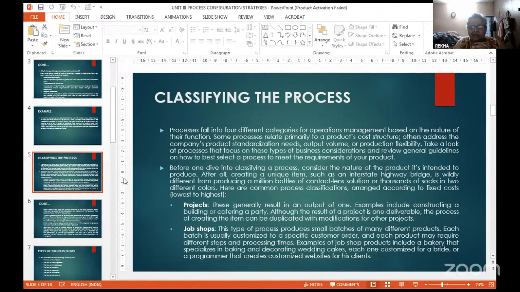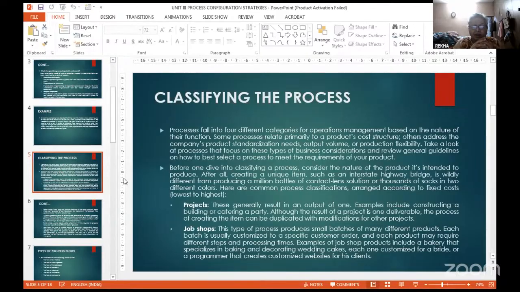Like I was telling you about cookies, it can be cakes, wedding cakes. Each one customized for a bride. Here, naturally, it cannot be mass produced because the demand is such that everyone buying that cake will have their own wishes for their wedding cake. So each bride or bridegroom will have a different type of demand.